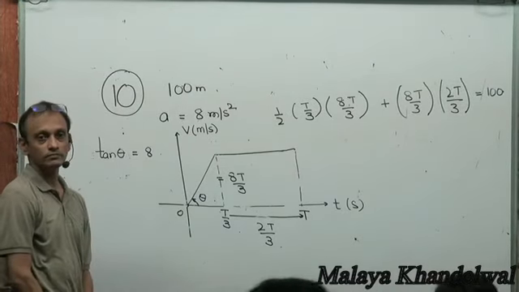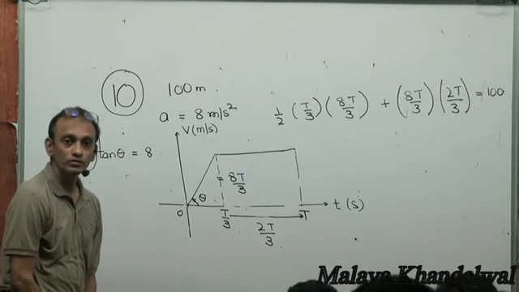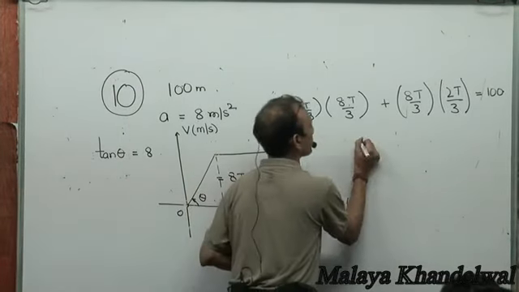How much does it turn out to be? 3 root 5? Okay.